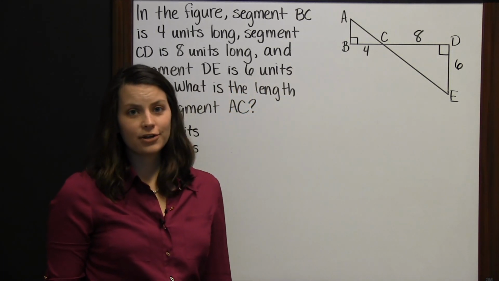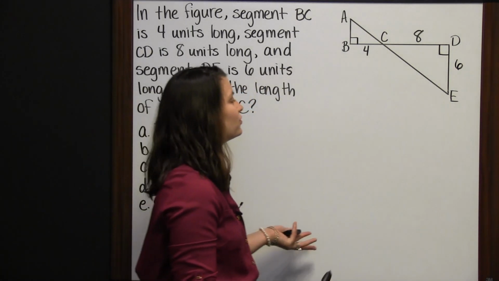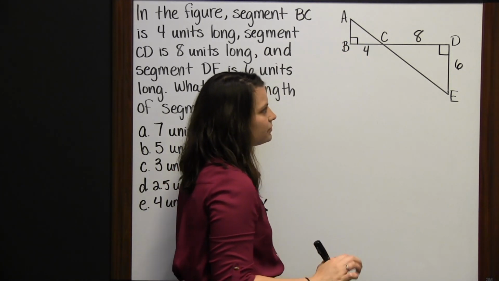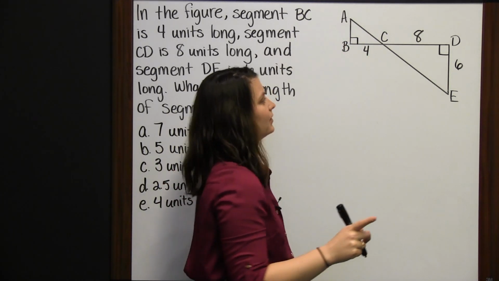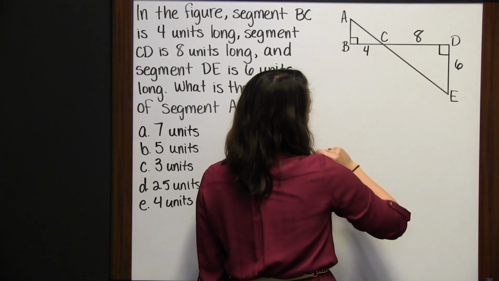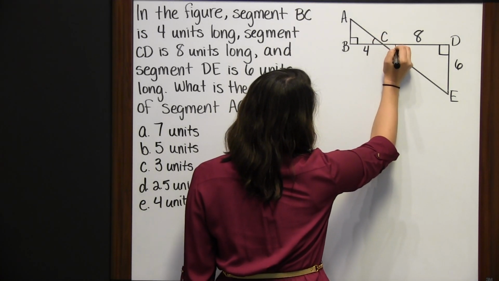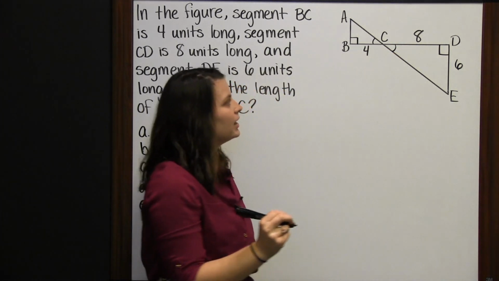These triangles are not congruent, and that's obvious. If you're looking at them, you can see this triangle is smaller than the other one. However, these right angles are congruent. These vertical angles are congruent.